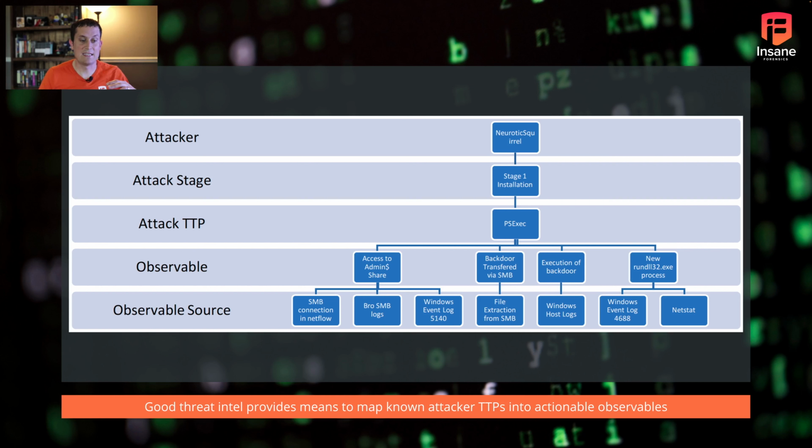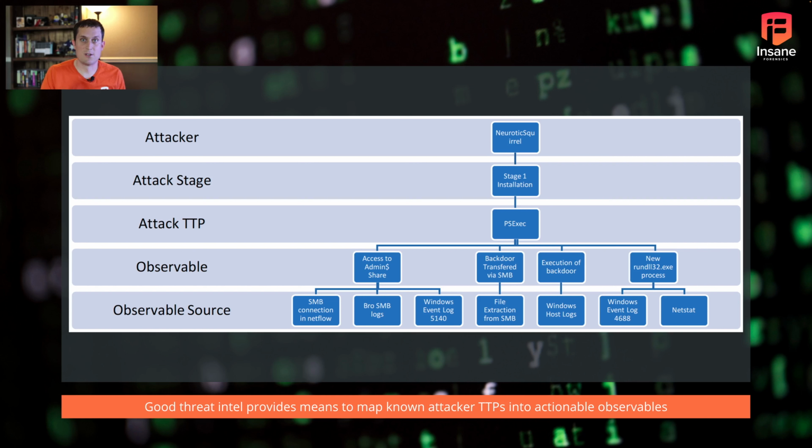From that attack stage, you can break out the different TTPs of that stage. So in this case, we're looking at installation, stage 1 of ICS attack. So in that model, you might then say, okay, well, PsExec might be used. That's going to be the TTP that the attacker will use. As you go down, you can say, okay, if you have PsExec as a TTP, here are the observables that PsExec generates. Here are the footprints in the network or in host logs that I can see of PsExec being used.